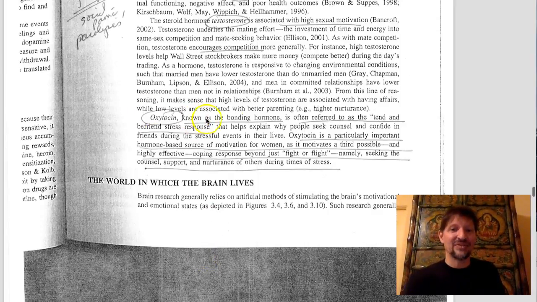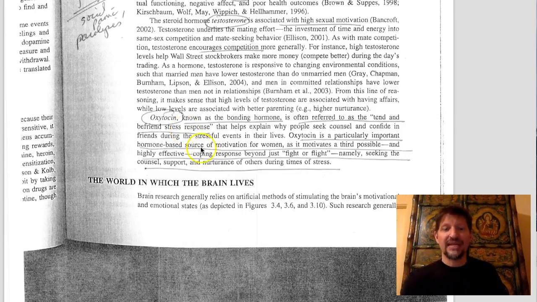Oxytocin, on the other hand, is known as the bonding hormone, the tend and befriend stress response that helps people reach out. Again, this is where the sociocultural variable of gender really comes to the fore, because testosterone is higher in males, tending toward the competitive. Oxytocin, especially during pregnancy and so forth, kicks in, and it has this sort of opposite effect.